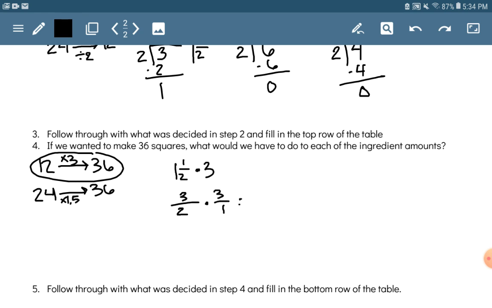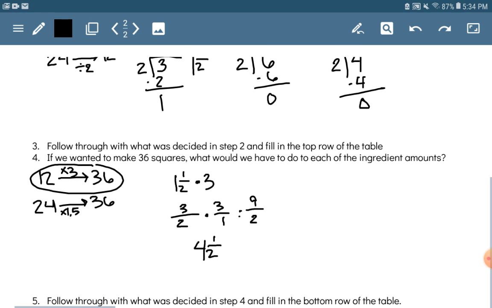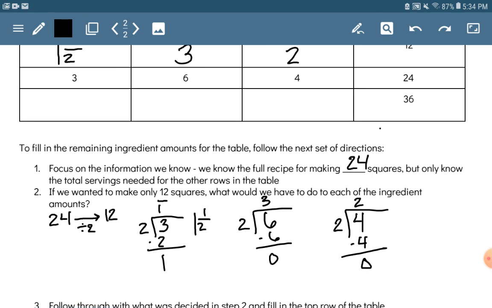To turn a whole number into a fraction, I can always put it over 1. From there, I multiply straight across. 3 times 3 is 9. 2 times 1 is 2. I need to make 9 over 2 into a mixed number. So 2 can go into 9 4 whole times with 1 left over. That means to make 36 servings, I will need 4.5 cups of butter. So I'm going to go back up to my table, and in the column that says butter, I'm going to put the answer 4.5.